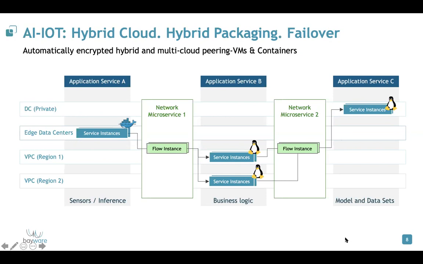Let's say in your business logic case, you're not in multiple clouds, but just one cloud, but multiple regions in order to serve the edge data centers. And you may have multiple instances. Bayware will discover all of those instances, and if one region goes down, all of the traffic will automatically flow through the other region until you bring it back online. And in this case, the model and the data sets can still be in the private cloud. And all of this, again, identity, security, routing, and telemetry will all be created automatically.